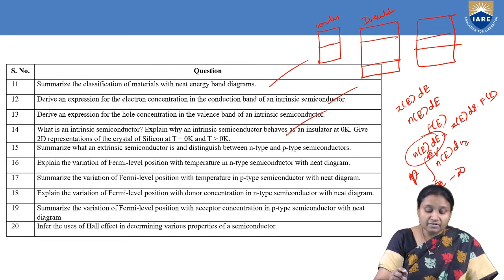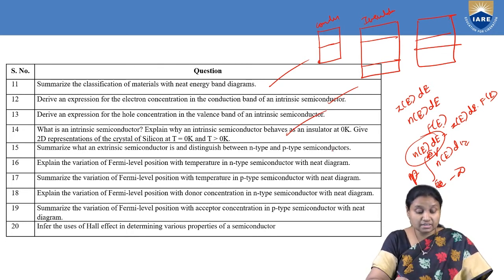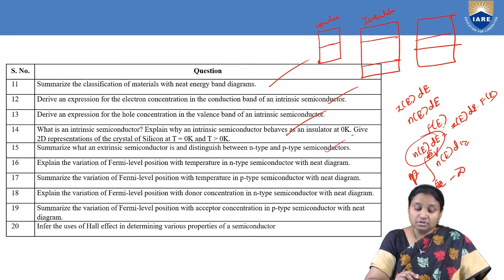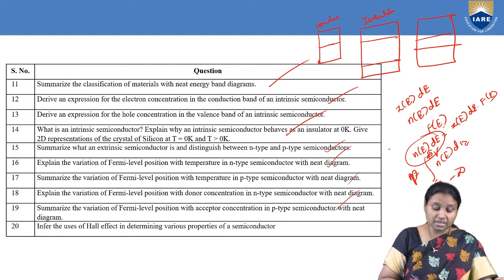I think already we have discussed about energy level diagram at T is equal to 0 kelvins, T greater than 0 kelvins, and we have discussed about N-type and P-type based on their doping and energy band diagram, and we have discussed variation of Fermi energy level with the dopant concentration as well as temperature in both N-type and P-type semiconductors.